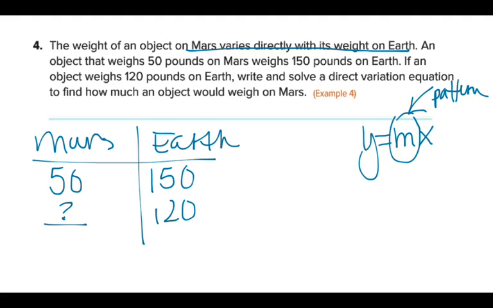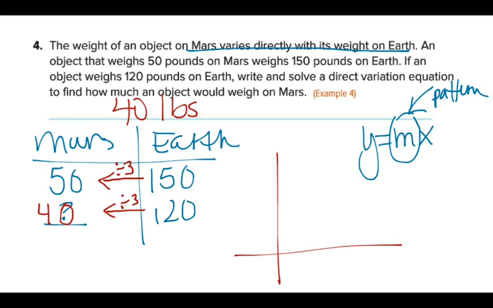So what I look for here is, I could say, well, 150 divided by 3 gets me 50. So 120 divided by 3 would be what? It would be 40. That's it. 40 pounds. It's that easy. We could have also graphed it. You could have gone by the 20s, and you could have graphed the 150 and the 50. That would take a long time. I'm not going to do it.